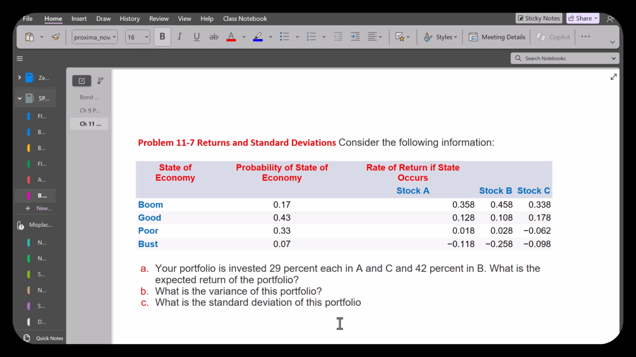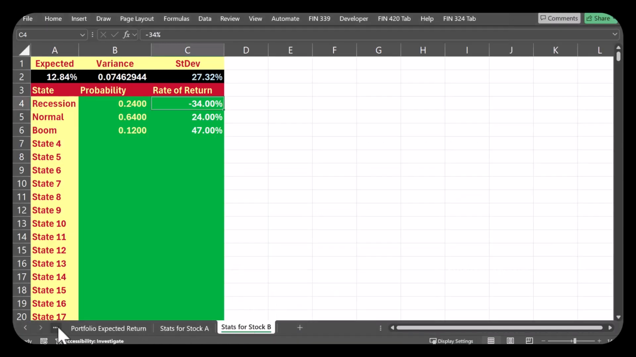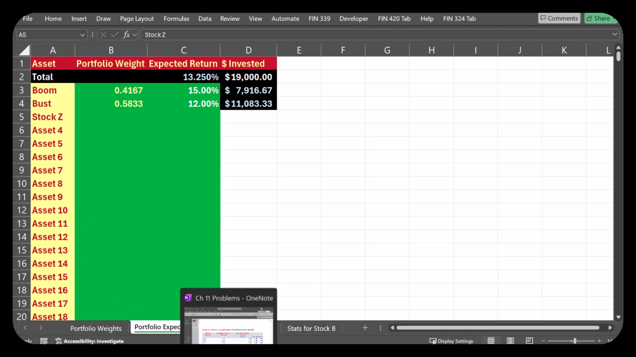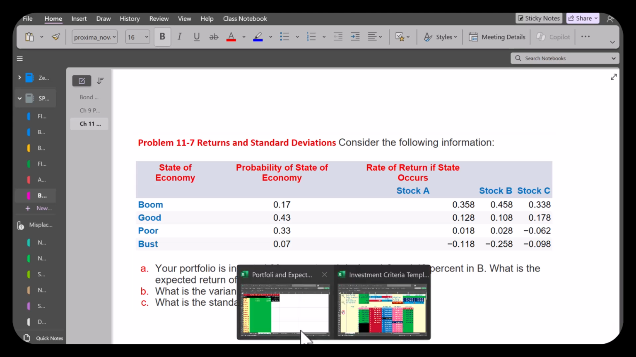To do this, first, we're going to calculate the return of the portfolio in each state of the world. To do this, I can use the portfolio expected return template. Boom, good, poor, and bust.